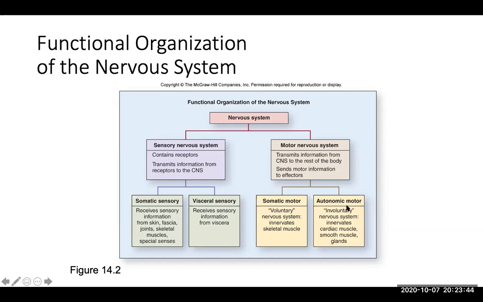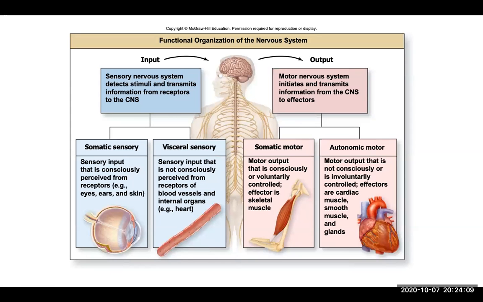The autonomic motor is the automatic part of the motor nervous system. This is involuntary. These are motor nervous responses that will happen without you telling them to. So this will innervate cardiac muscle, your heartbeat, smooth muscle, the muscles in your digestive tract, and all of your glands, which will secrete saliva, hormones, and other things. So this is another just great look at the functional organization of the nervous system, and you should have a really good understanding of this functional organization.